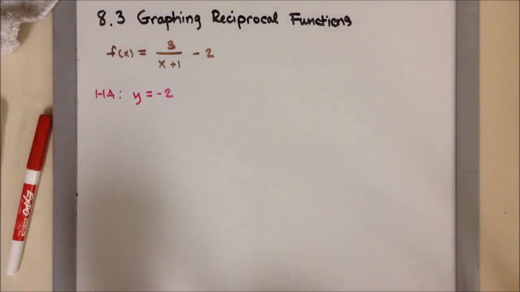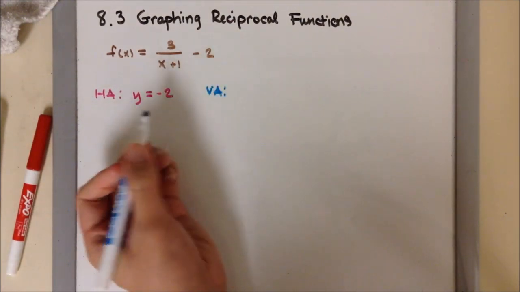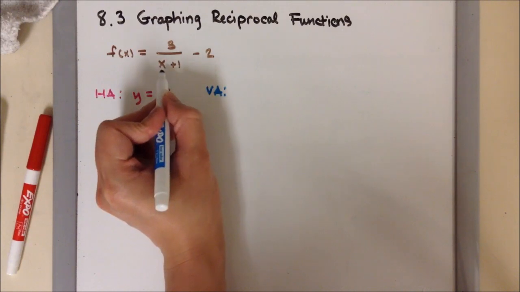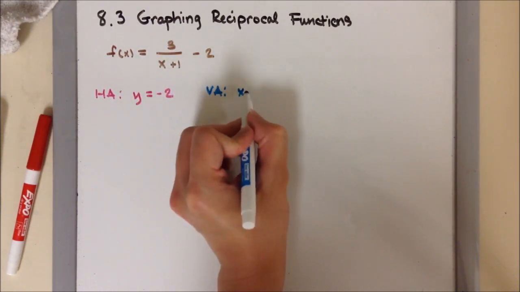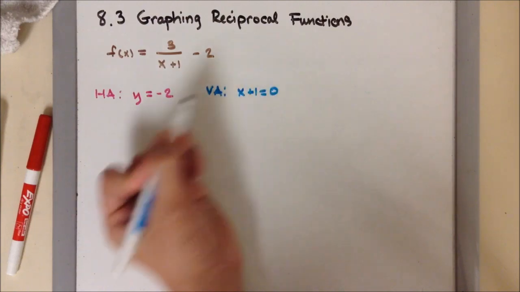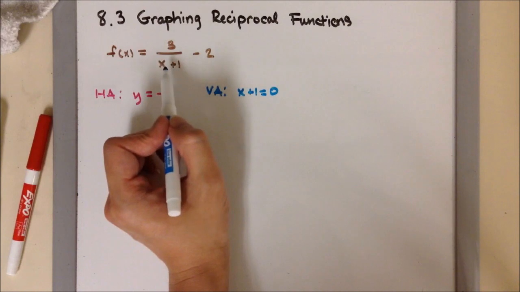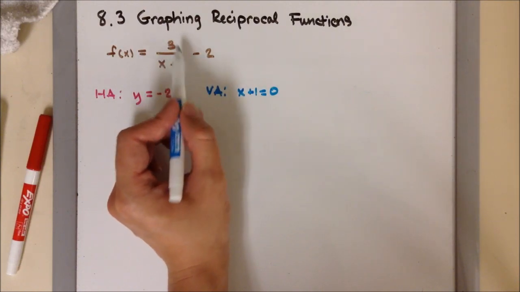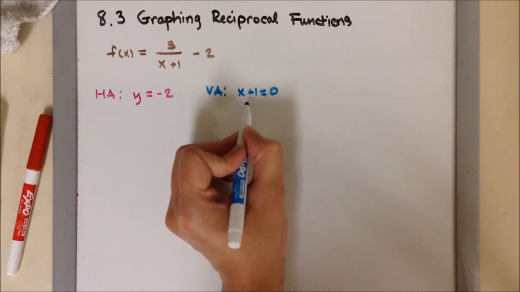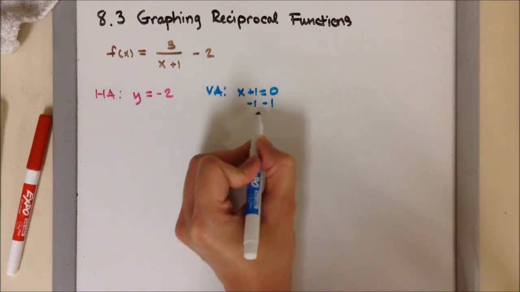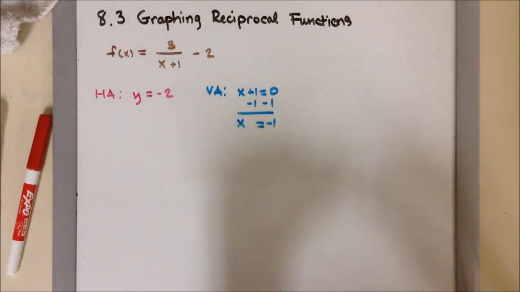Now for the vertical asymptote, it's going to pertain to the number with the x in the denominator, so I'm going to set the denominator x plus 1 equal to 0. The reason I can start that right away is because the fraction is already factored in simplest form. So I'm just going to take the denominator, x plus 1 equals 0, subtract 1 on both sides. So my vertical asymptote is x equals negative 1.